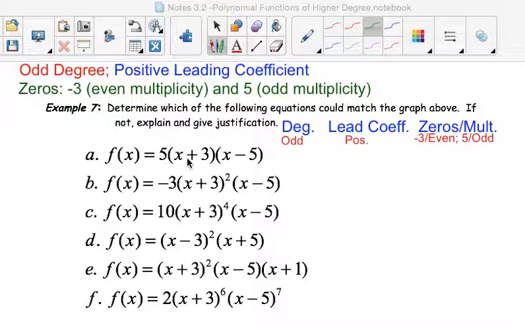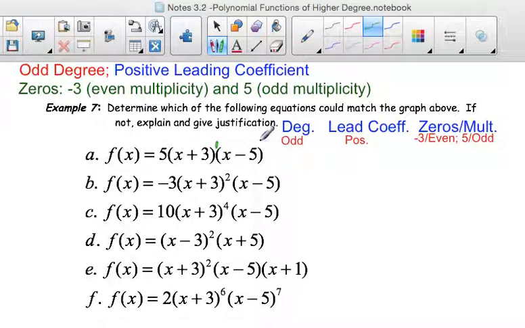So the first one, letter A, if we look at the degree here, this is a polynomial function in factored form. So in factored form, the degree would be the highest exponent that we would have if we were to multiply out this polynomial. If we were to do that, this would become a quadratic. We'd have an x squared term, so this would have even degree. On that basis alone, we can eliminate letter A.